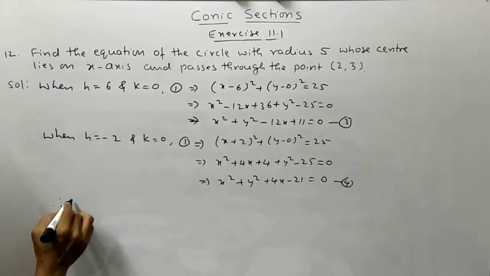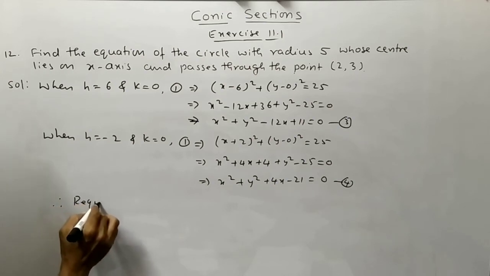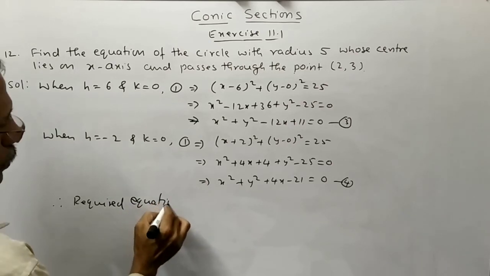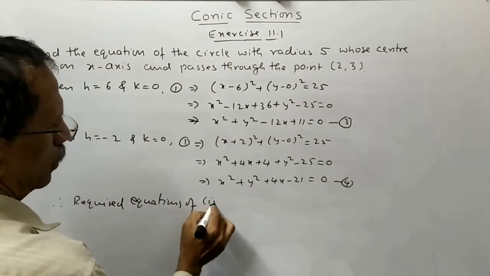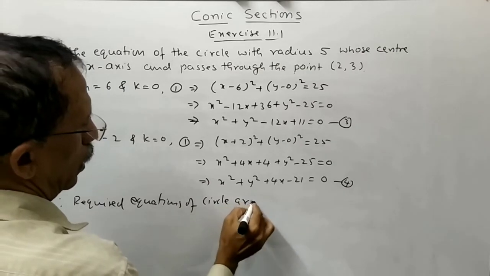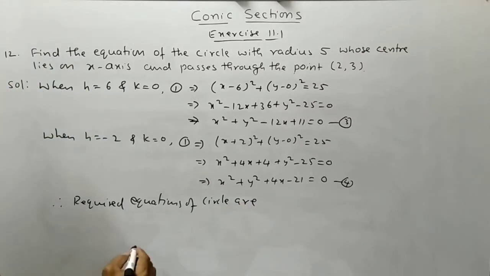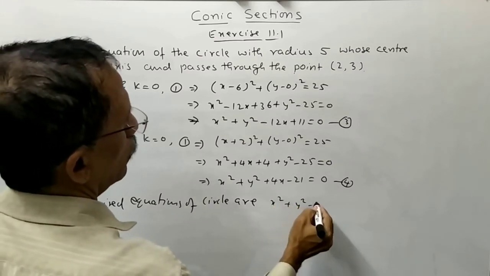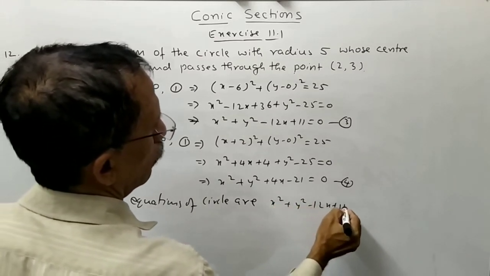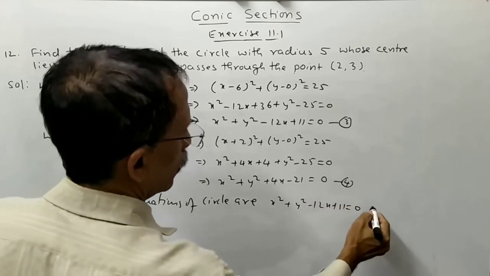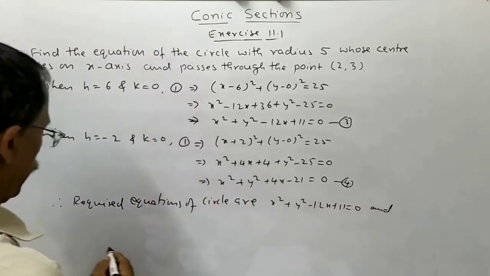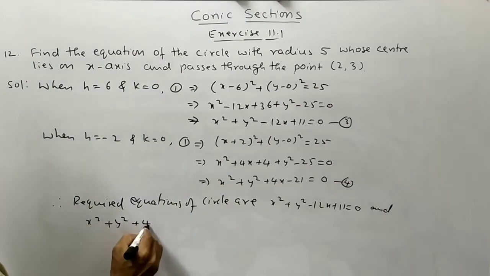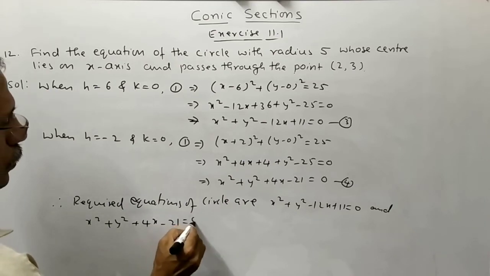Therefore, required equations of circle are x square plus y square minus 12x plus 11 is equal to 0 and x square plus y square plus 4x minus 21 is equal to 0.